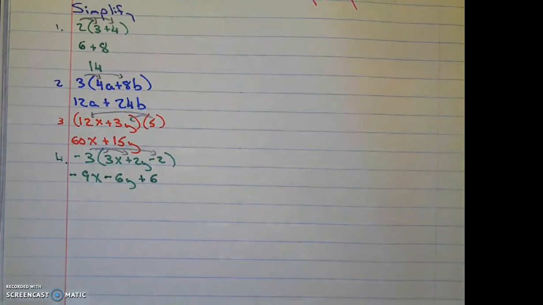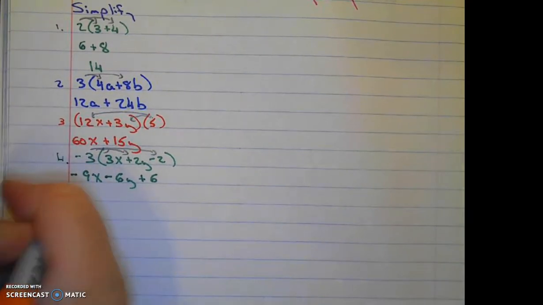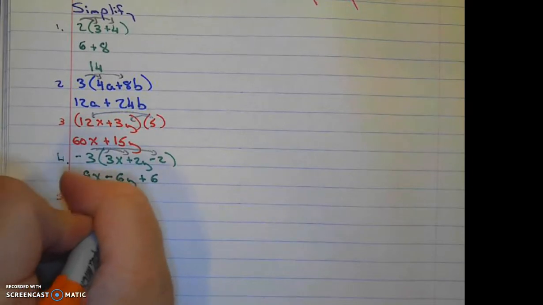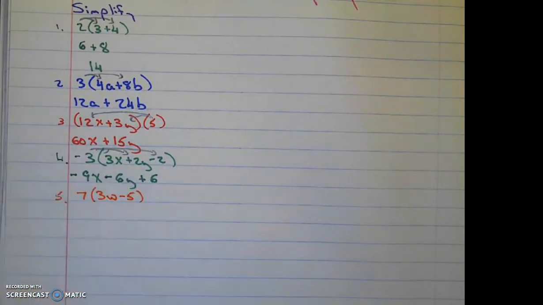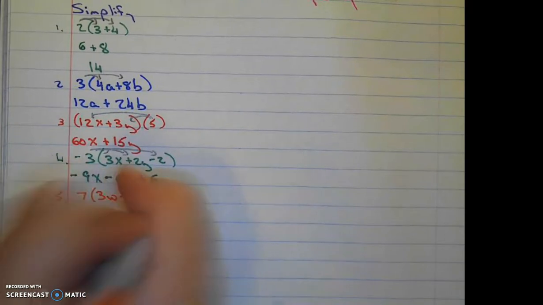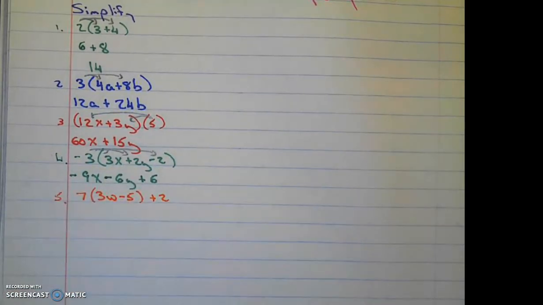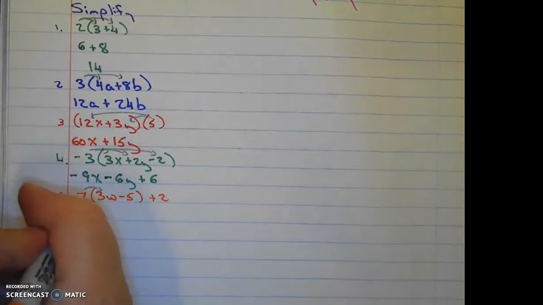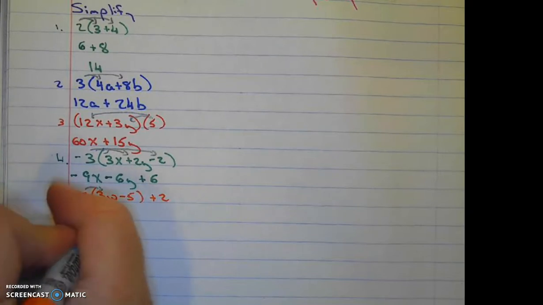Let's take a look at number 5. On number 5, we have 7 times the difference of 3w and 5, and then plus 2. So if we distribute, that's 7 times 3w will give us a 21w.